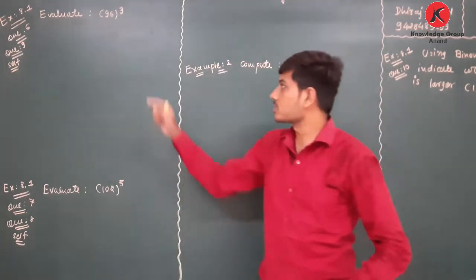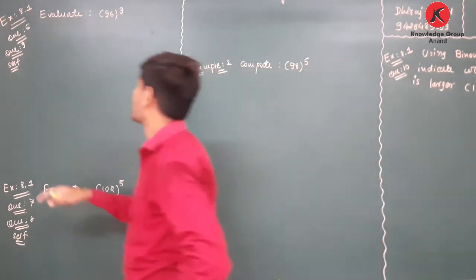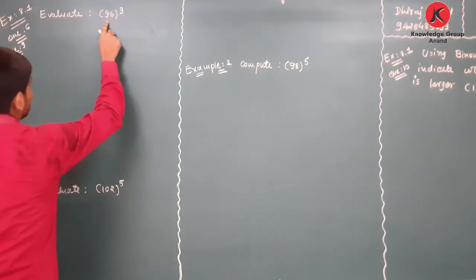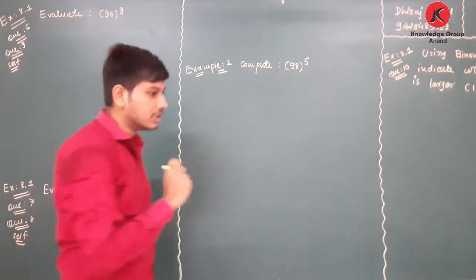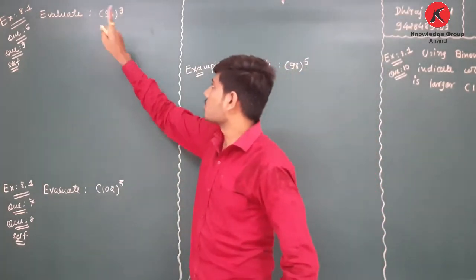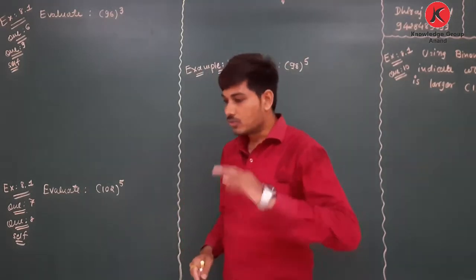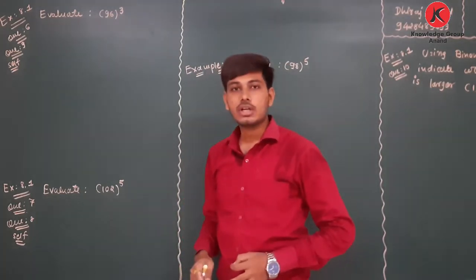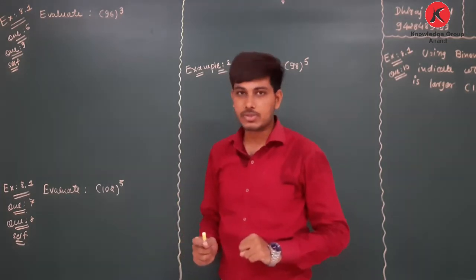Up to question number 5, that type of questions are given here. But in this question, we have to evaluate the value of 96 raised to 3. See here, 96 is only one term, a single term. First of all, we have to convert this 96 into two terms.